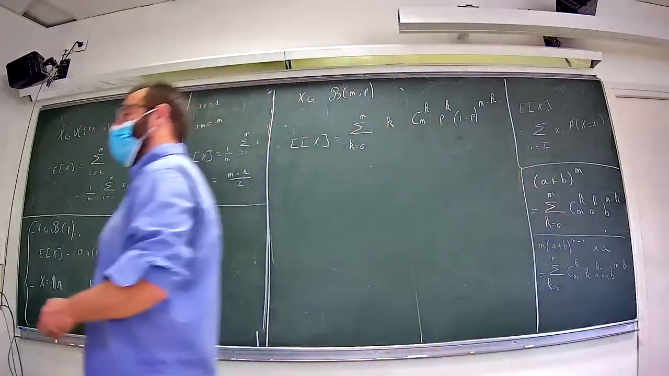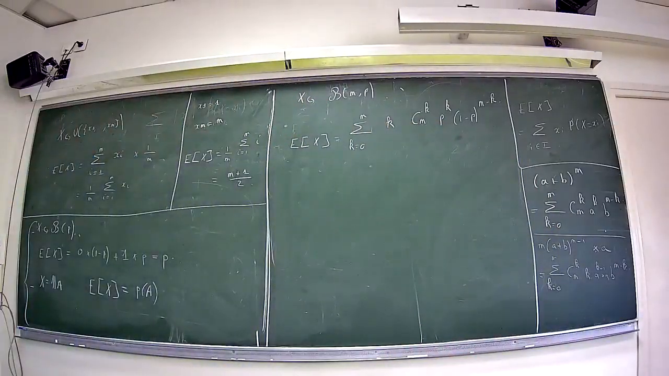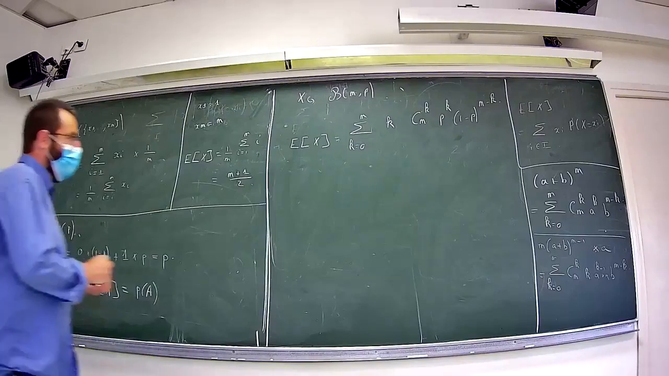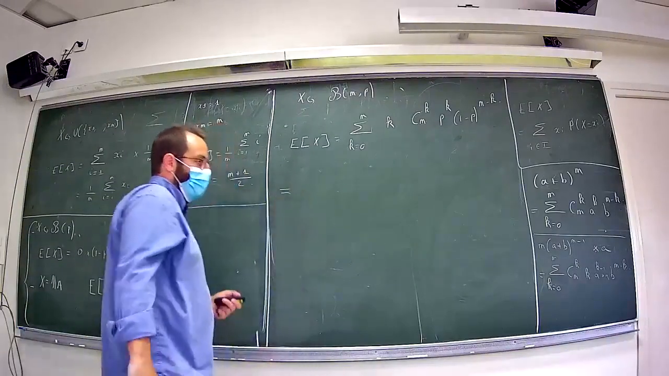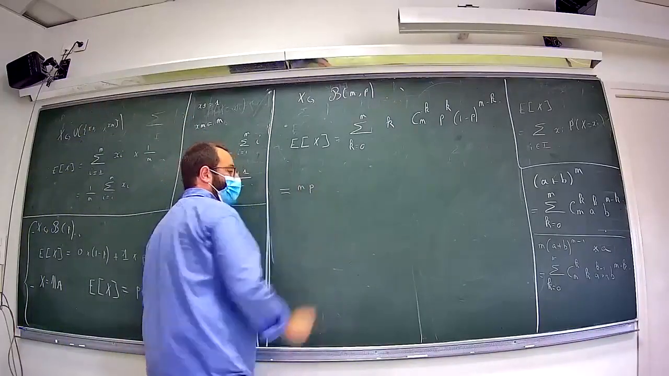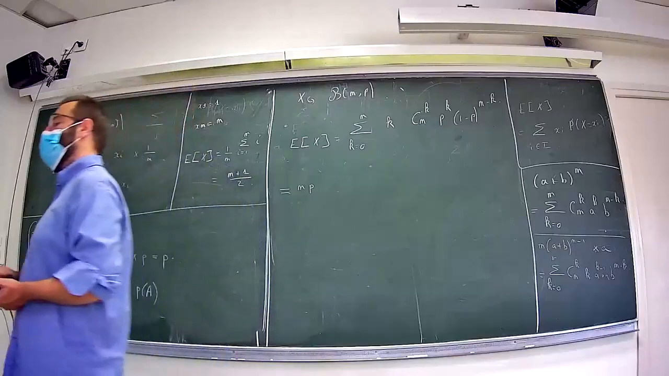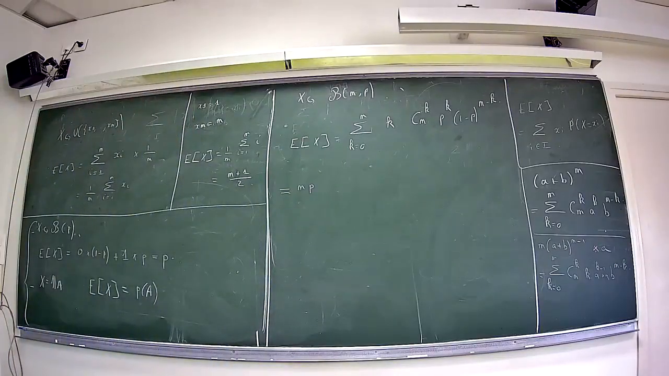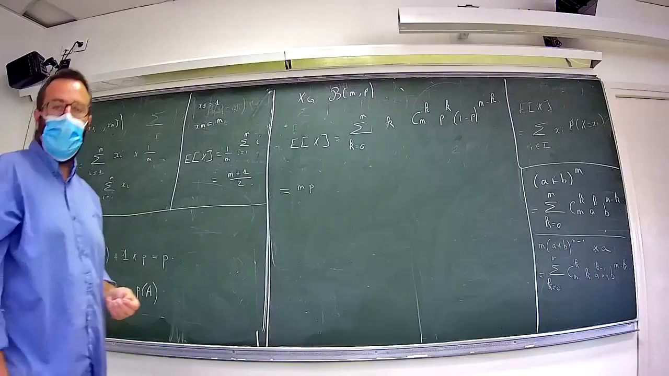I have the right, because a doesn't depend on the set of indexation. And so from this formula, here I have a to the power k. So I have to take a equal to p and b equal to 1 minus p, and I obtain n times p. The expectation of a binomial of parameter n and p is just the product of the parameters.